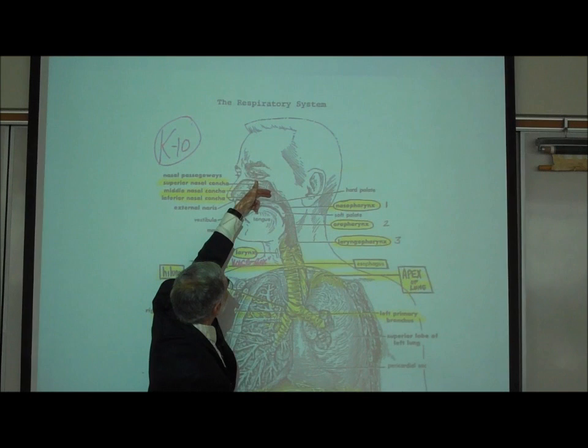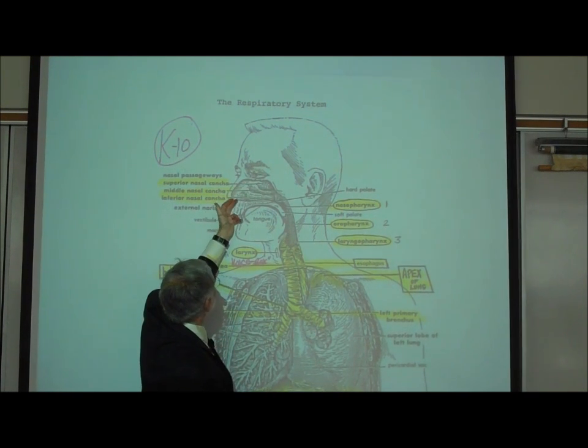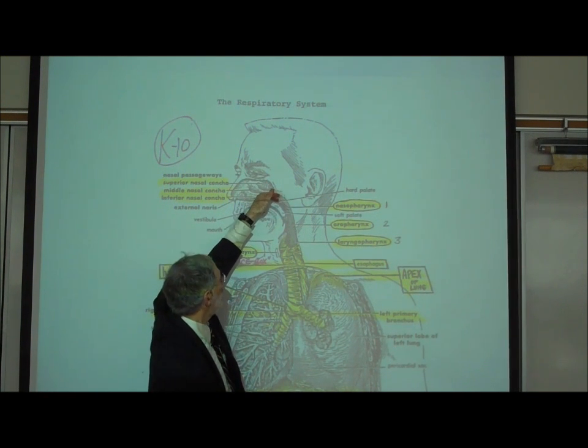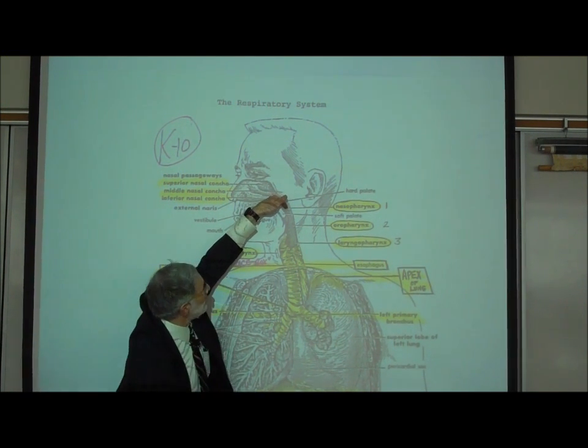The air would flow from the nasal cavities, actually go through the anterior nares, nasal cavity, posterior nares, or choanae, and then it would travel down our throat.